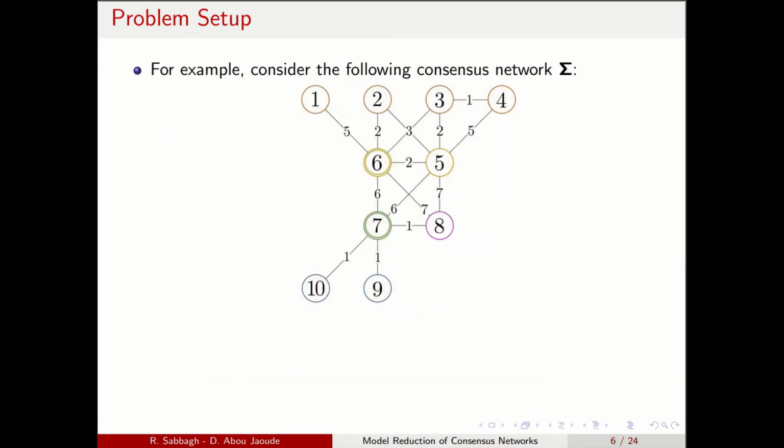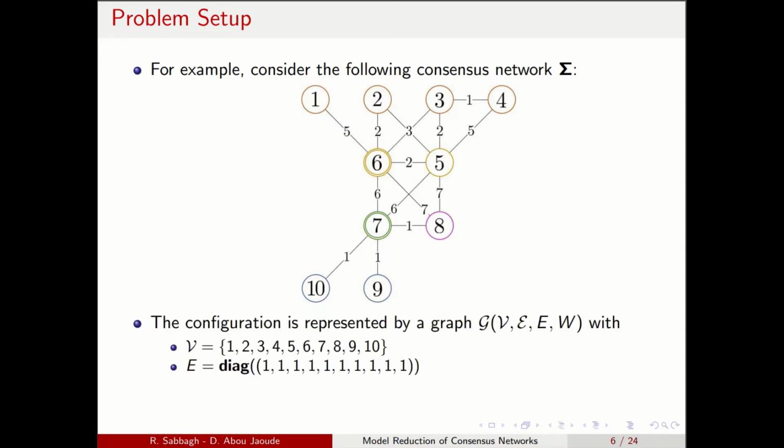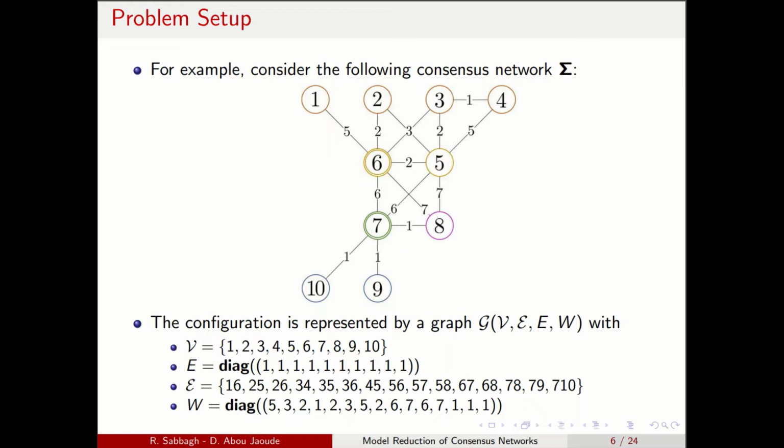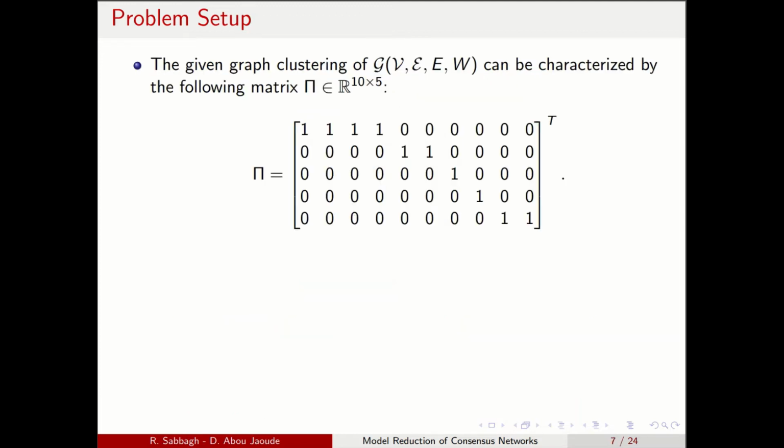So for example, consider a consensus network with the following graph structure. This graph has 10 unscaled nodes and 15 weighted interconnections. And a color coding of the nodes is given that partitions the node set V into 5 distinct clusters. And that's essentially going to be our predefined clustering of the graph structure. So this clustering of the graph can actually be characterized by a clustering matrix phi. And this matrix will be used to construct the reduced network system as follows.